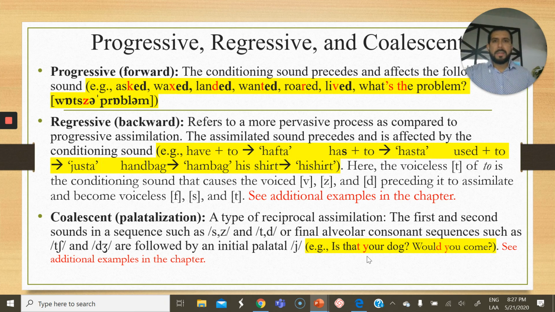And another example is "what you think?" So "what you" becomes "whatchu". So is that what you think? Is that what you're saying? So that's reciprocal or coalescent assimilation.